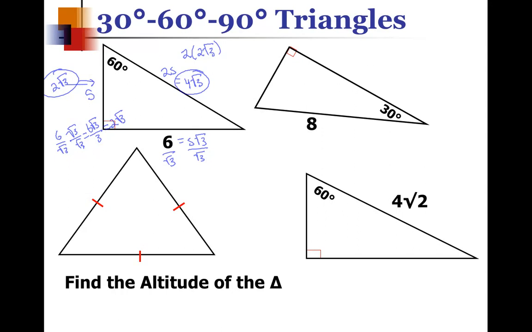Fabulous. What about over here? Here's my shortest side. Here's my hypotenuse, so 2s. And here's my longer leg, s root 2. So if this is 2s, divide by 2, you get that s is 4. Multiply s by root 2, and you get 4 root 2.